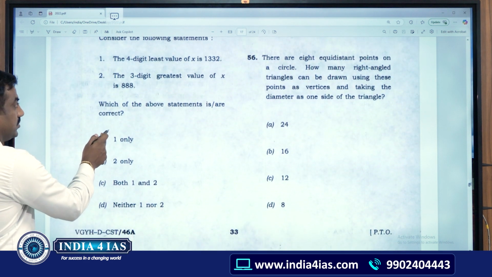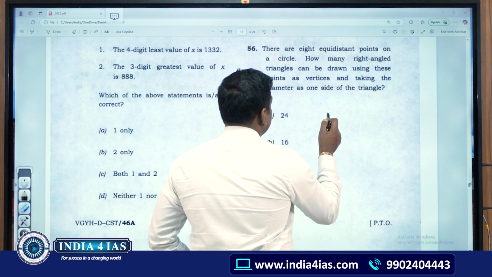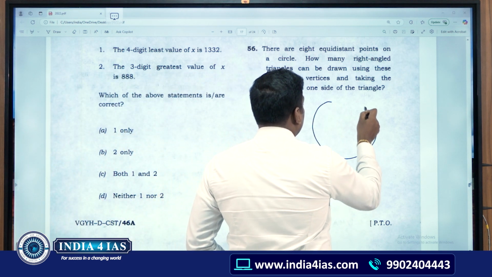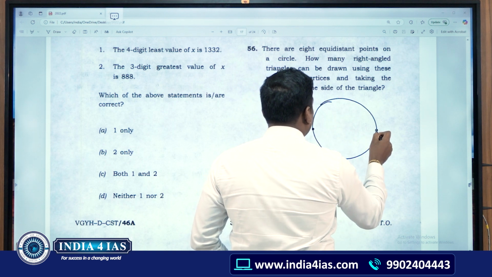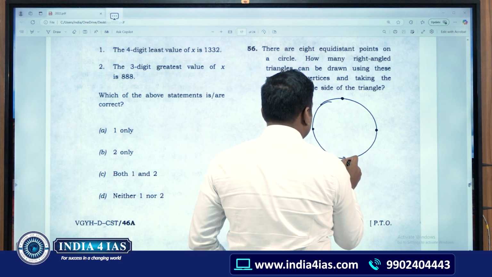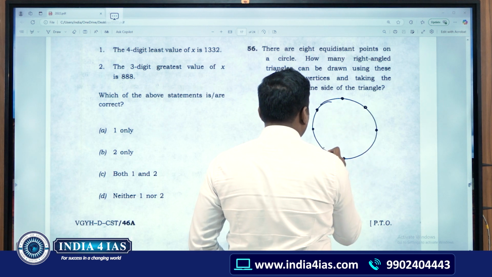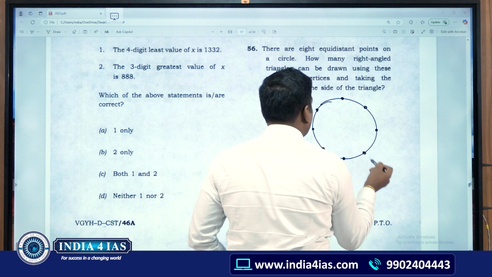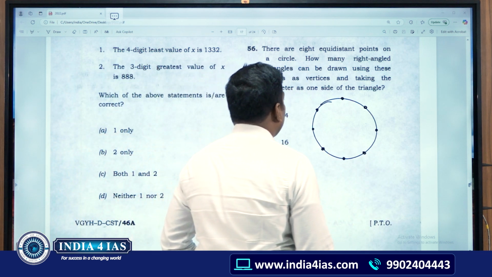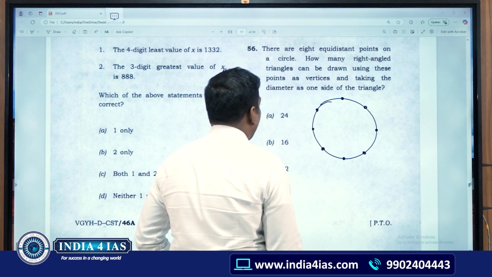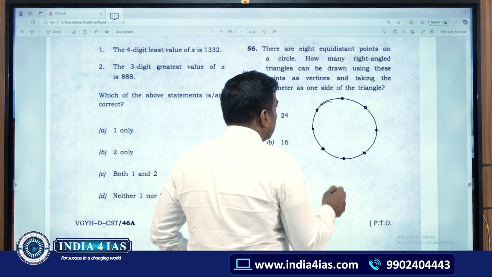Next, question 56. There are 8 equidistant points on a circle. So we have to always divide like this, equidistantly. How many right angle triangles can be drawn using these points as vertices and taking the diameter as one of the sides of the triangle?